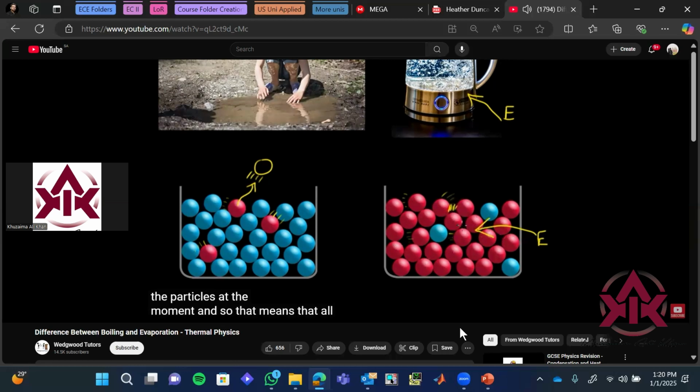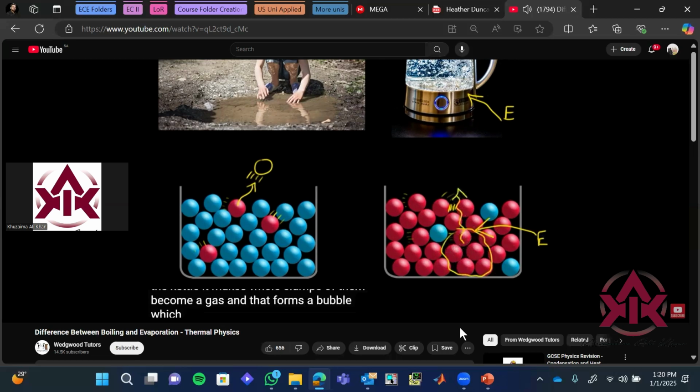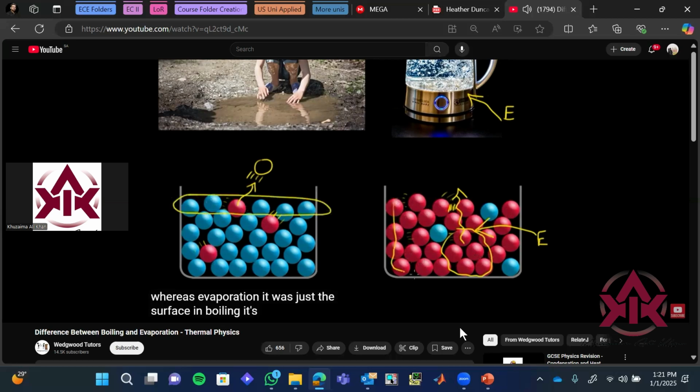And so that means that all these red particles here have got so much kinetic energy that any further energy we put in will break their liquid bonds and they become a gas. And that happens very quickly as we pump energy in from the kettle. It makes whole clumps of them become a gas, and that forms a bubble, which is why you see all these bubbles of gas forming. The more energy we put in, the faster that happens. It's happening to the particles throughout the liquid, whereas evaporation was just the surface. In boiling, it's the liquid throughout.